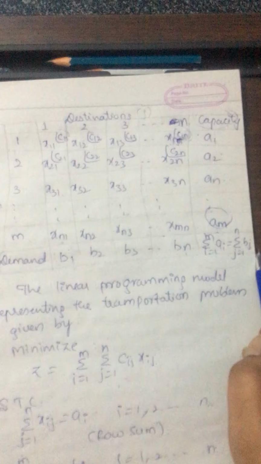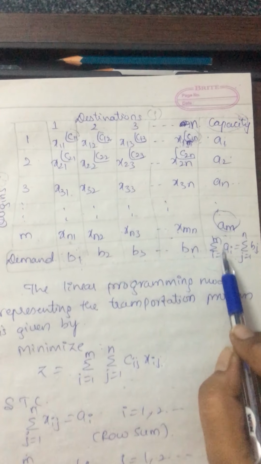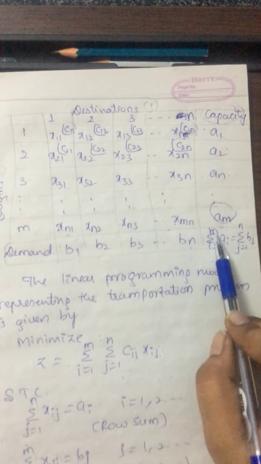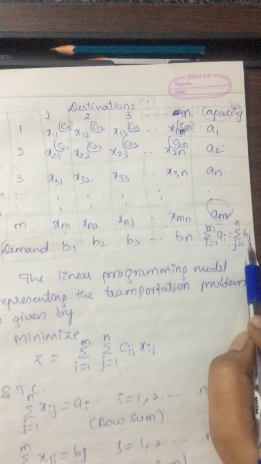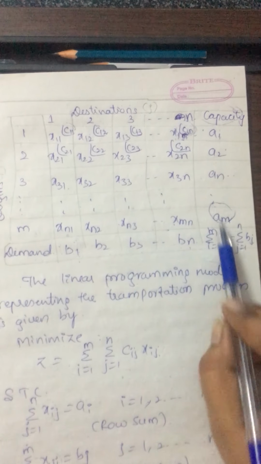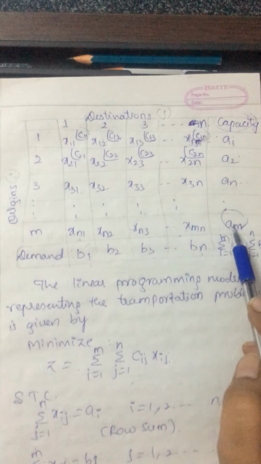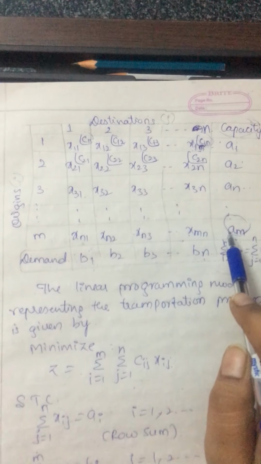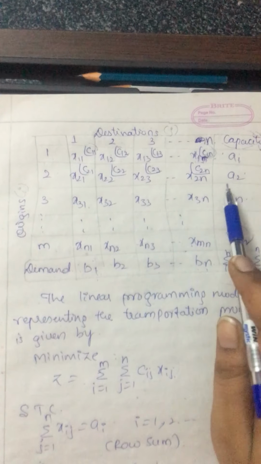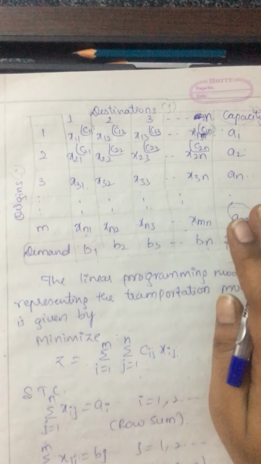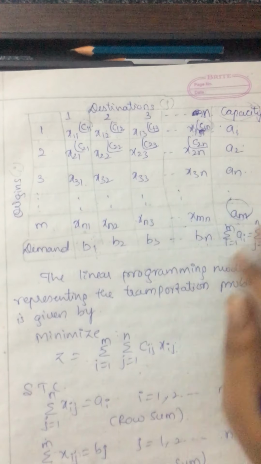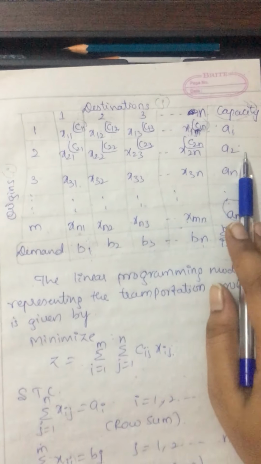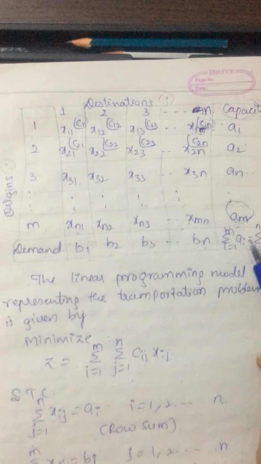Lastly, we have a small equation: summation of i equals 1 to m of ai is equal to summation of j equals 1 to n of bj. That indicates that the supply should always equal the demand, that is, the sum of the supply available at each origin should be equal to the demand of each column. If I require 5 units of any goods, then the demand is 5 goods, and you have to supply 5 only. That is why we say supply is equal to demand.